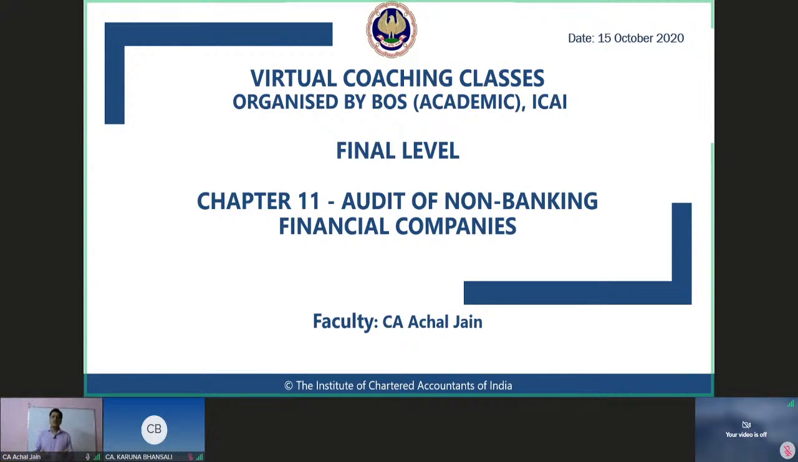And therein we also discussed the prudential norms around income recognition and around recognition of certain provisions which are mandatorily required to be done by an NBFC. We discussed that the advances of an NBFC are classified into certain categories, and depending on the category of the advance, provisioning is required to be done.